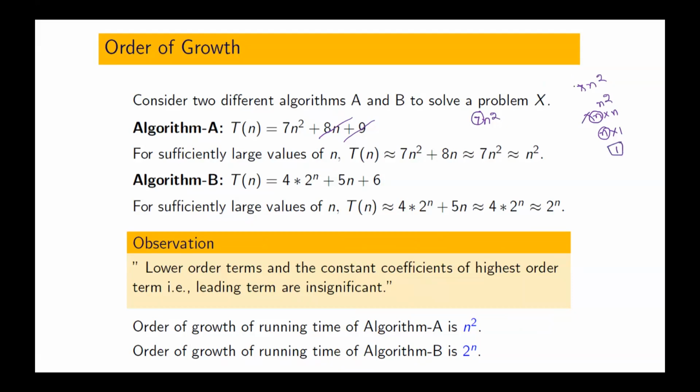We should not remove parameter n, the input size parameter n. Only if there are any constants, those constants we need to remove. In the highest order term, only the constant we need to remove. That we call order of growth or rate of growth. Here, order of growth is n square. Here, order of growth is 2 power n. Okay. So from this, it is clear that algorithm A is more efficient to solve the given problem.